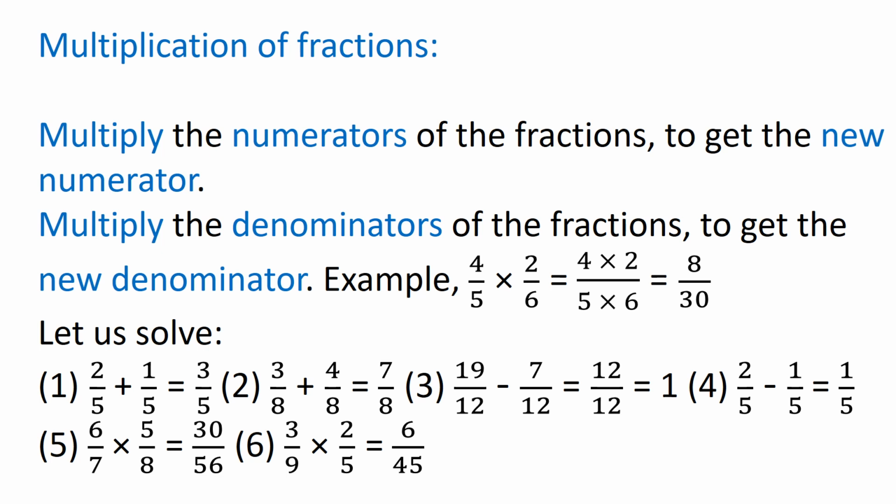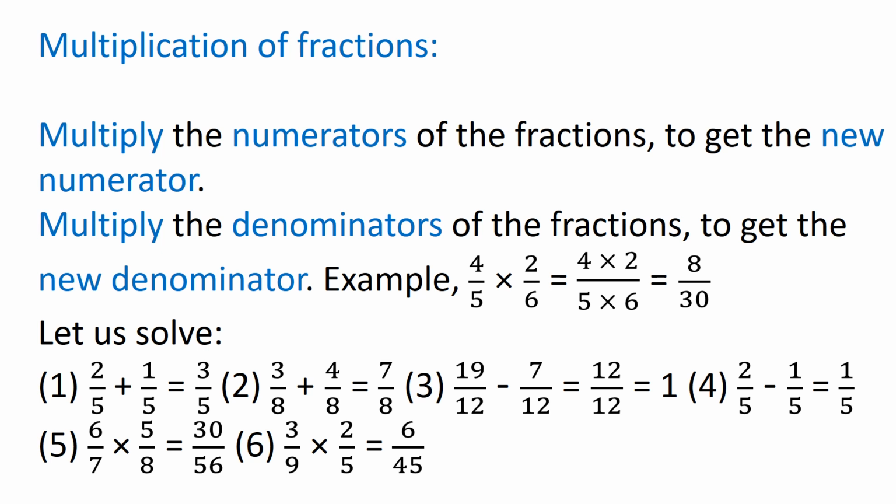Add 2 upon 5 and 1 upon 5. It will be 2 plus 1, 3, 3 upon 5. Add 3 upon 8 and 4 upon 8. 3 plus 4 is 7, so the answer will be 7 upon 8. Subtract 19 upon 12 and 7 upon 12. By subtracting 19 and 7, we get 12, so the answer will be 12 upon 12. That is equal to 1.